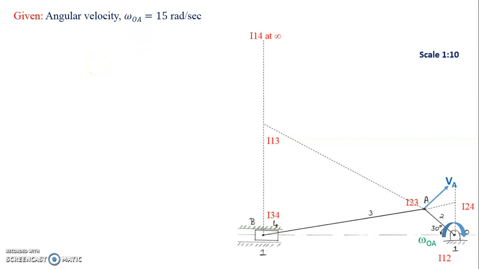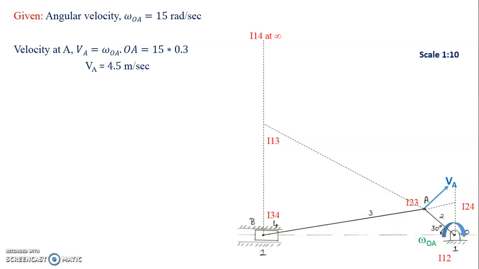What do I have to find? First I have to find the velocity at point A. So VA is omega OA into the length OA. Omega OA is 15, which is given. OA is the length of the link, which is 300 mm or 0.3 meter. Hence I will get the answer as 4.5 meter per second, the velocity at A.